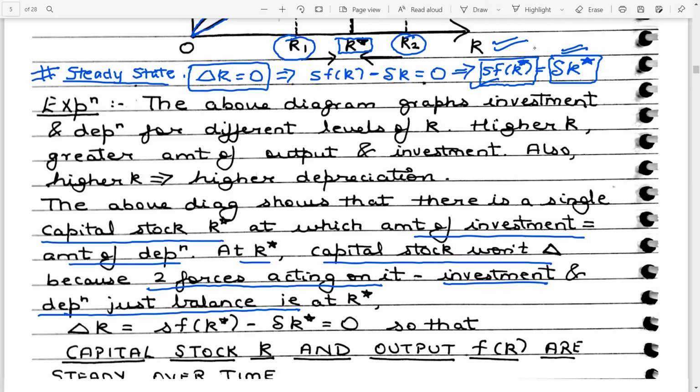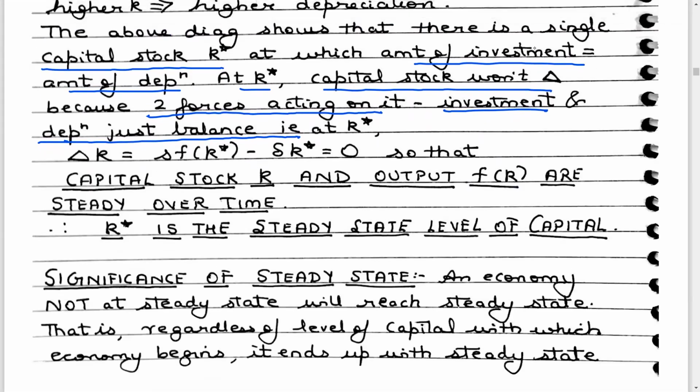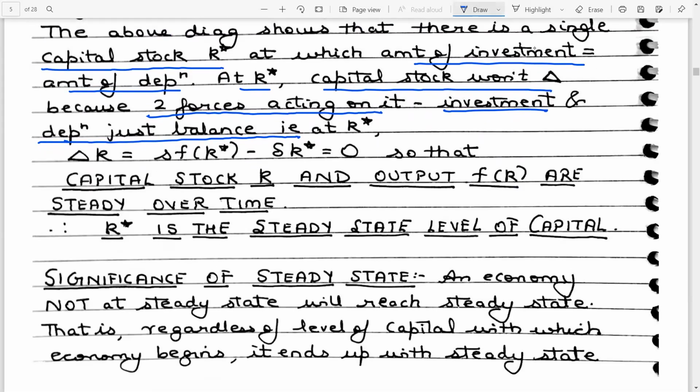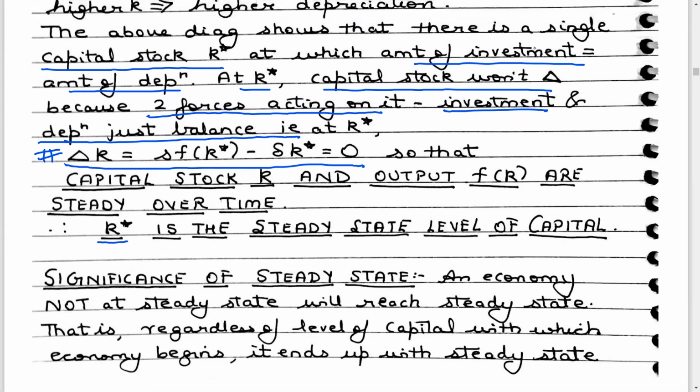So guys, we can say that delta K, which is s f of K star minus delta K star, is exactly equal to 0 at K star. So K star is called the steady state level of capital.